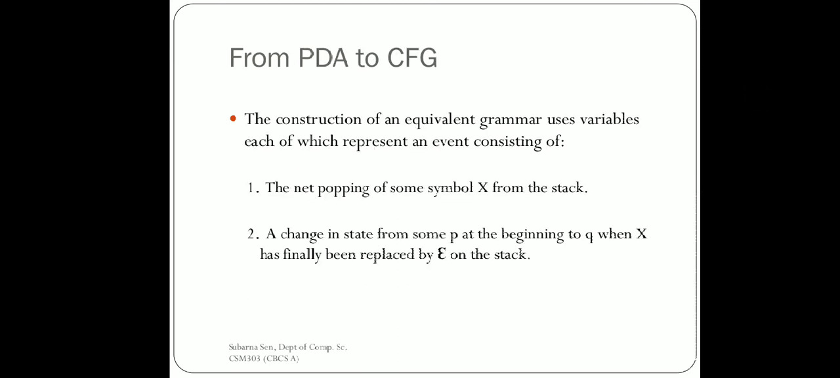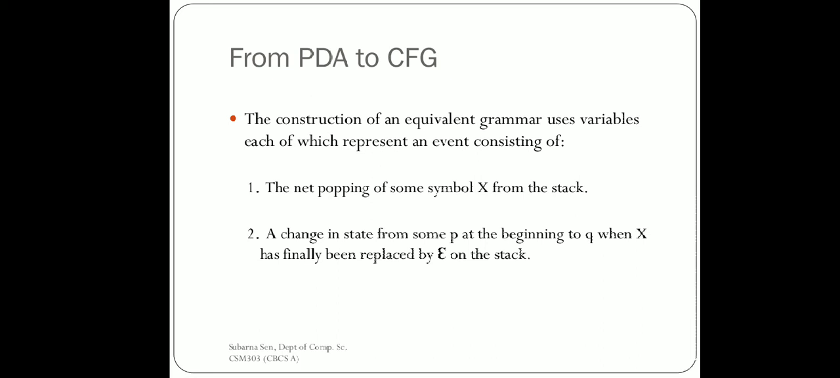Until now we were given a CFG, that is a grammar, and we have constructed a PDA from it. Here we will do the reverse one. We will be given a PDA and we will construct our grammar, right? The construction of an equivalent grammar uses variables, each of which represents an event consisting of, what can be the events? The net popping of some symbol X from the stack, and a change in state from some P at the beginning to Q when X has finally been replaced by epsilon on the stack.